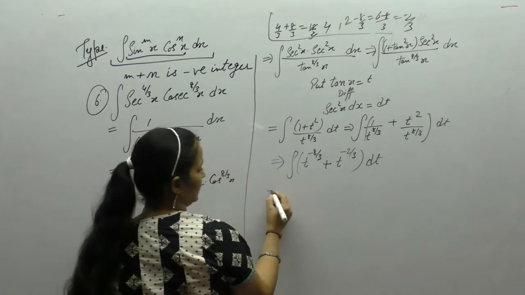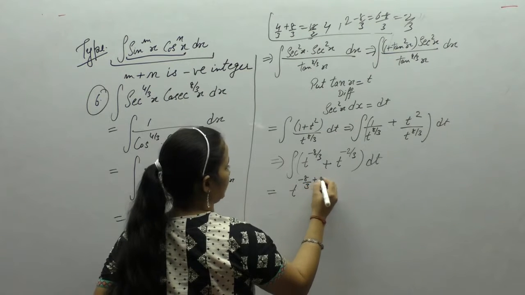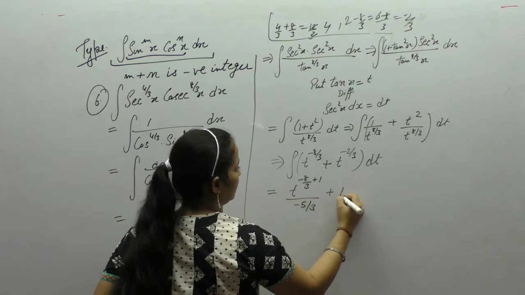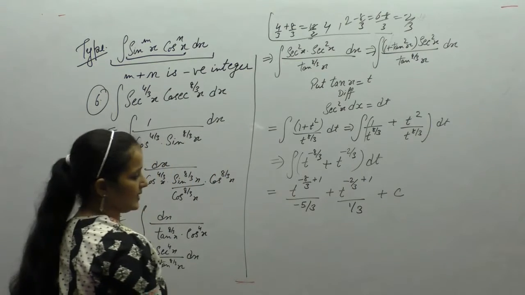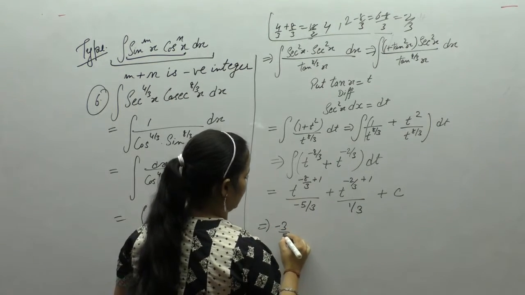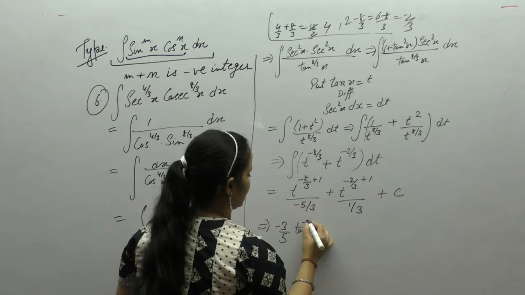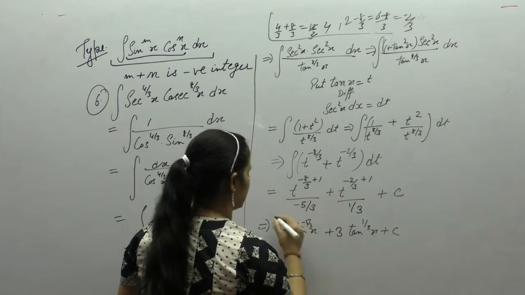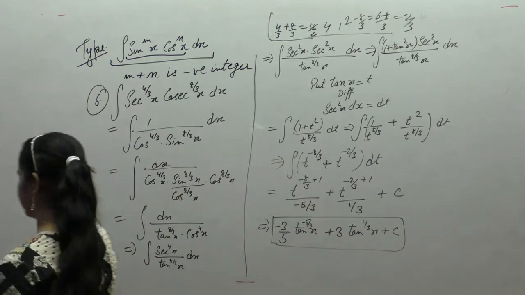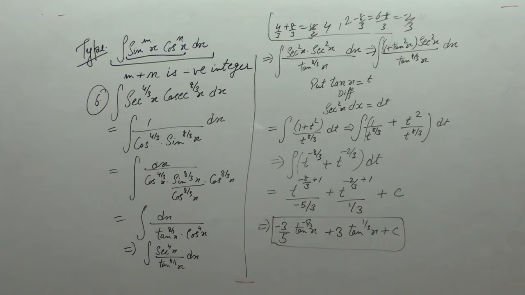Now apply the power rule here. N plus 1: minus 8 by 3 plus 1 is minus 5 by 3, and minus 2 by 3 plus 1, 3 minus 2, is 1 by 3, plus c. Now put the value of t here: tan x power minus 5 by 3 plus 3 tan^(1/3)x plus c, which is minus 3 by 5 tan^(-5/3)x plus 3 tan^(1/3)x plus c.